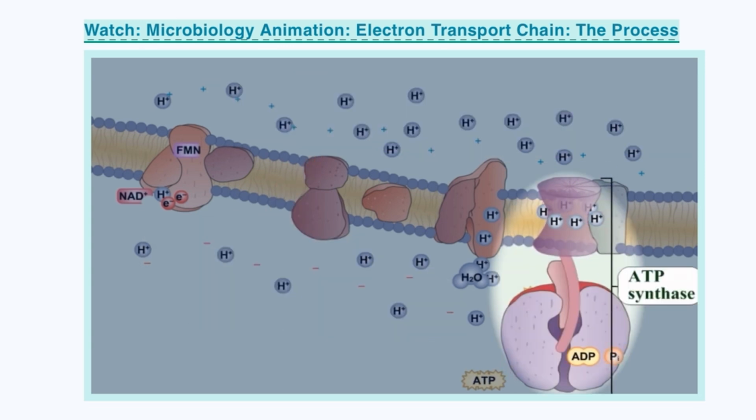In respiration, the protons diffuse across the membrane through protein channels called ATP synthases. As the protons diffuse through ATP synthase, the energy of the proton gradient is used to synthesize ATP from ADP and phosphate.